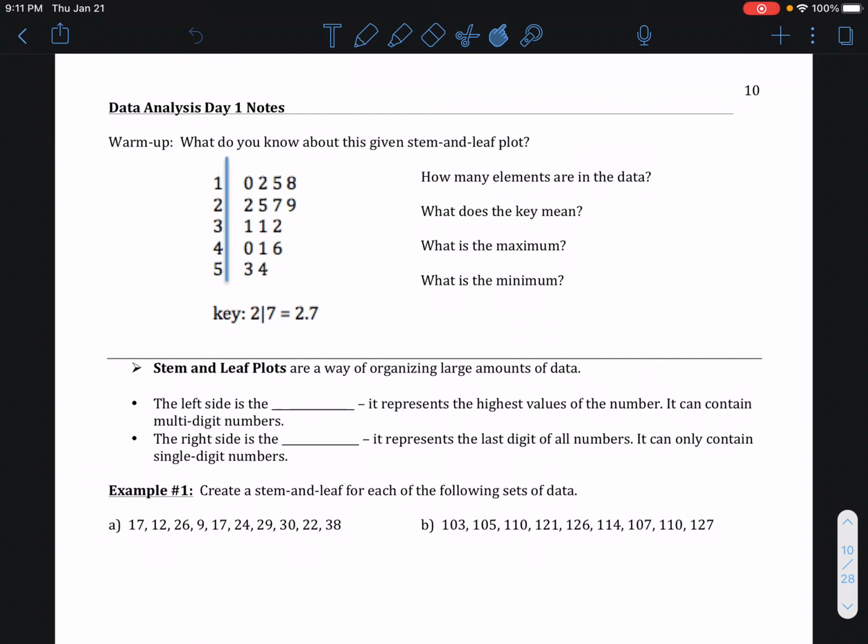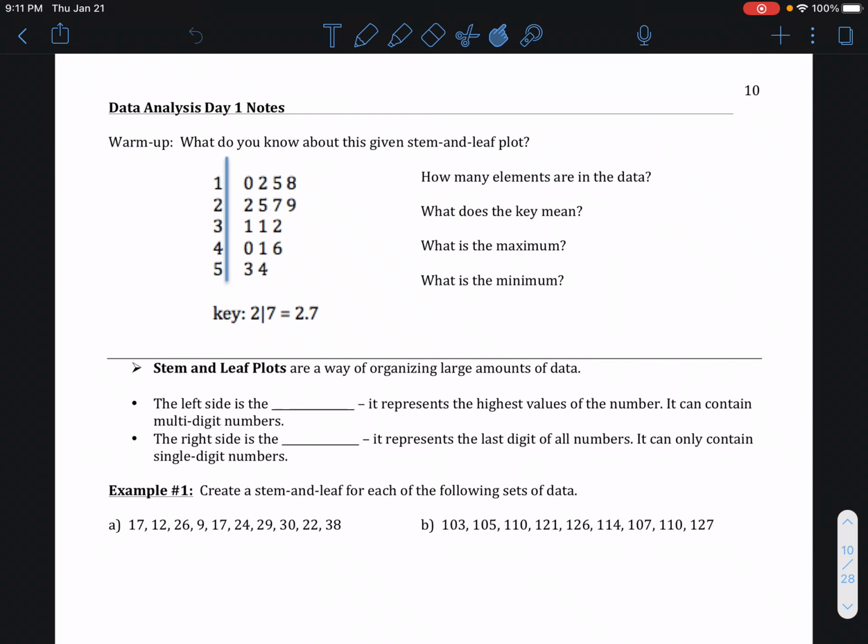So the first thing we're going to do is take a look at stem and leaf plots. Not sure if all of you guys got to it. It's technically the last unit in Algebra 1, but sometimes the teachers don't get to it if they're running out of days. So what do you know about this given stem and leaf plot?